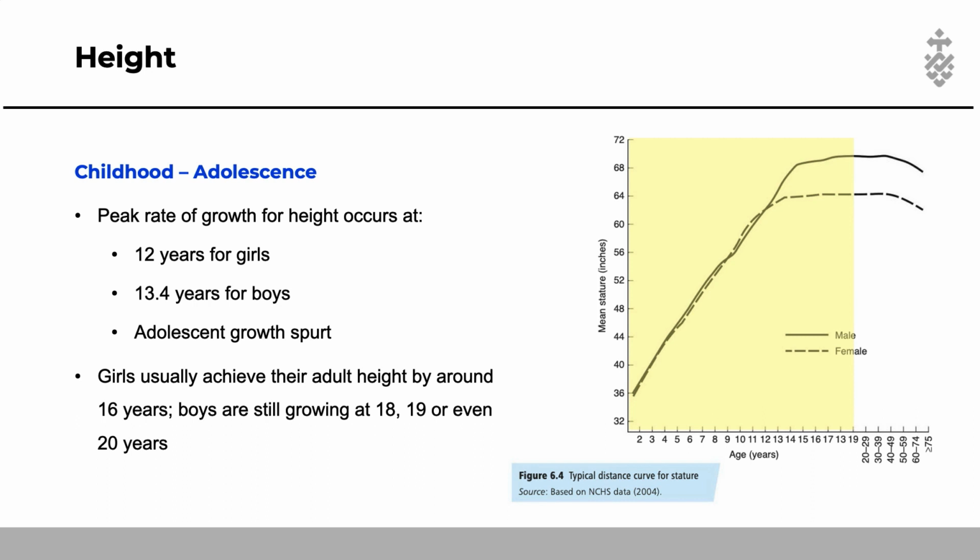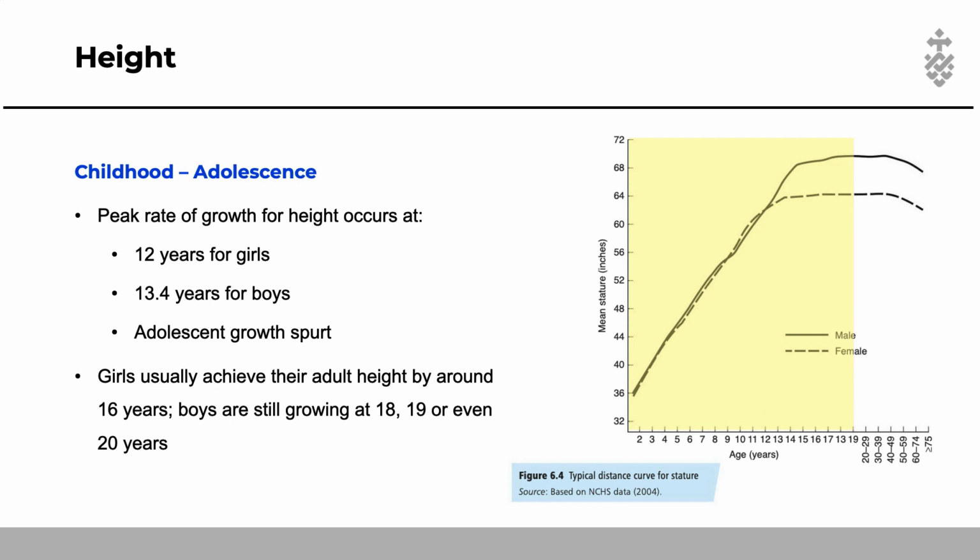And it occurs earlier for girls. It's around 12 years for girls. And then for boys, it's around 13.4 years. So you might remember that time in probably primary school, close to the end of primary school, maybe year 5 or year 6, when all the girls outgrew the boys for 1 year. So girls normally achieve their adult height by around 16 years old, whereas boys can continue growing 18, 19, or even until they're 20 years old.